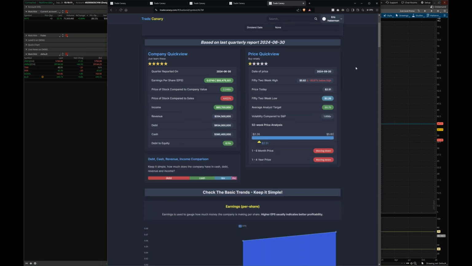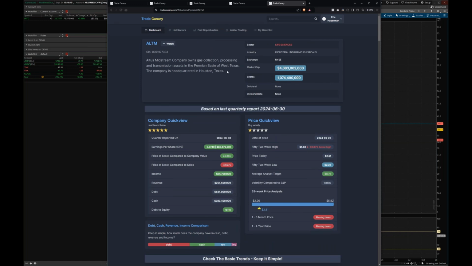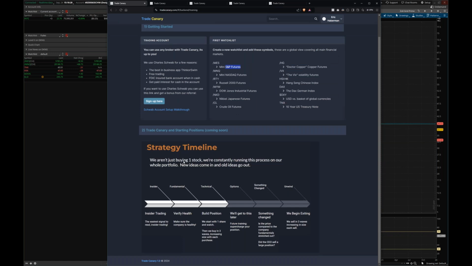I'm over 100K on this one right now. So this ALTM, these guys are out of the US. They're the only lithium refiner in the US, lithium used for lithium ion batteries, right? Almost all of this comes from China. And I think this is a great example of idea generation going through our strategy timeline.